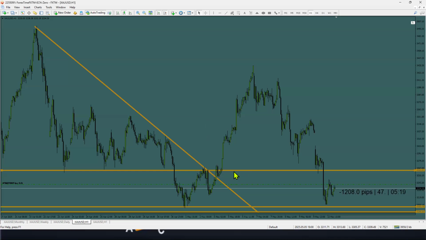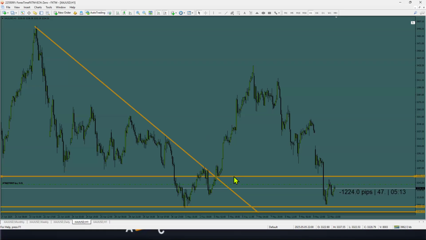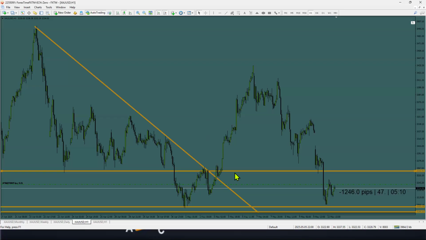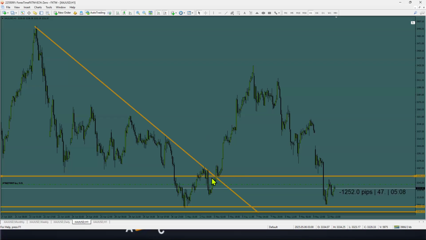So a conservative trader will not enter a buy here. They will wait for this test. The market broke the trend line, then came back to test the trend line here. When the market comes back to test the trend line, that's where conservative traders will enter the buy. So while the aggressive trader will make 1,700 pips, the conservative trader will make 1,800 pips. You see the difference? They are going to the same place, right?